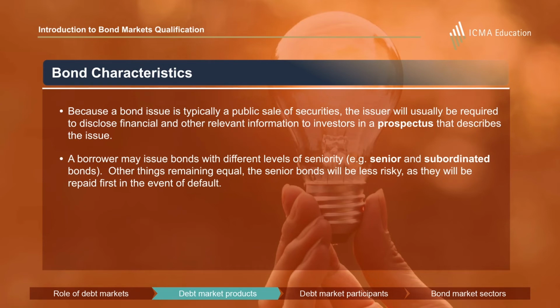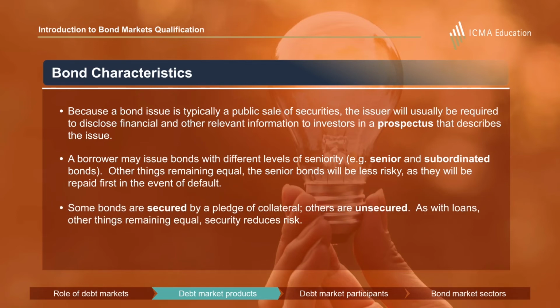Borrowers may issue bonds with different levels of seniority, that is, senior and subordinated bonds. Other things remaining equal, the senior bonds will be less risky, as they will be repaid first in the event of default. Some bonds might also be secured by a pledge of collateral, whereas others are unsecured. As with loans, other things remaining equal, security in the form of pledged collateral reduces risk. We'll talk more about seniority and security in later sessions on credit risk.